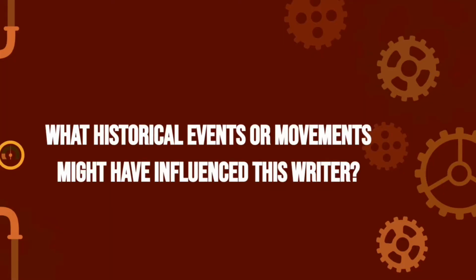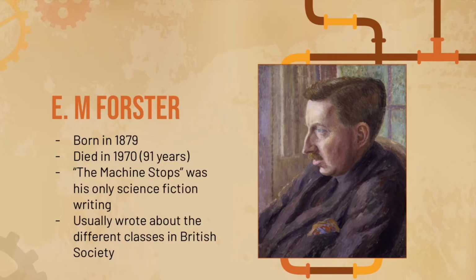What historical events or movements might have influenced this writer? Here is some background information about E.M. Forster before I go into depth about what may have influenced him to write The Machine Stops. Forster lived a total of 91 years, ranging from 1879 to 1970. The Machine Stops surprisingly was his only science fiction story. He was known for writing stories about the different wealth classes in British society.